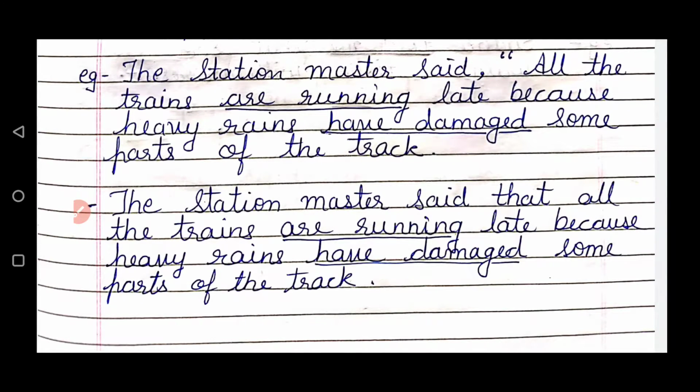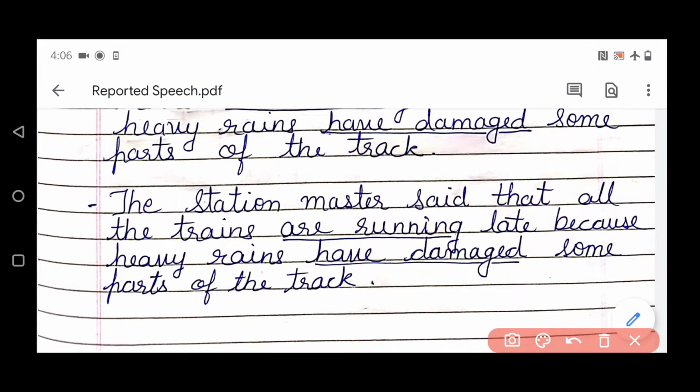The only thing that we have done is remove the comma and the inverted commas. The station master said that all the trains are running late because heavy rains have damaged some parts of the track. Just you can see the verbs, the tense: "have damaged" is the same and "are running" is the same.